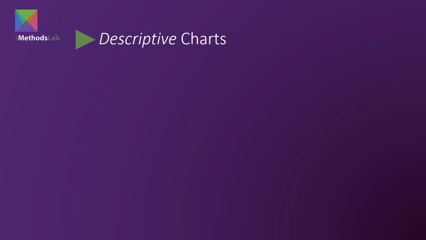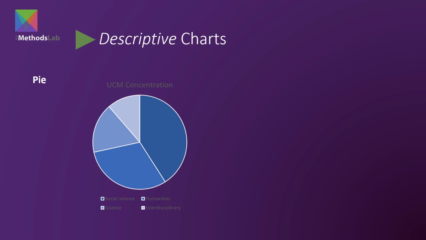So let's look at some of the descriptive charts that we might use, so graphical representations. First of all, we have the pie chart. We all know it. So perhaps these are UCM concentrations. I don't think this is actually correct, but there we have it, right? But that's a useful way of showing concentrations. Why? Because concentration is what we might call a nominal variable. Nominal just means we measure a certain thing, but the thing that we measure only has categories in no particular order. So yes, it is different if you study social sciences or humanities, but they are not higher or lower than one another. It's just different categories.